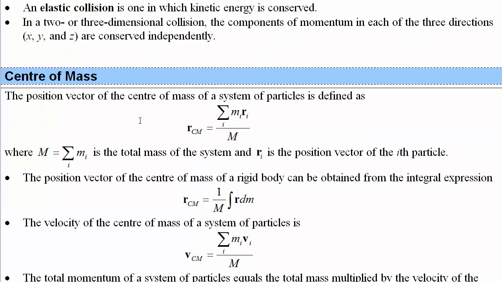Center of mass. The position vector of the center of mass of a system of particles is the mass average of the position. So it's a weighted average of position weighted by mass, and then you just divide by the total mass to finish off the weighted average. So you add up for all the little particles their mass times their position, which is a vector position, and then divide the result by the mass.